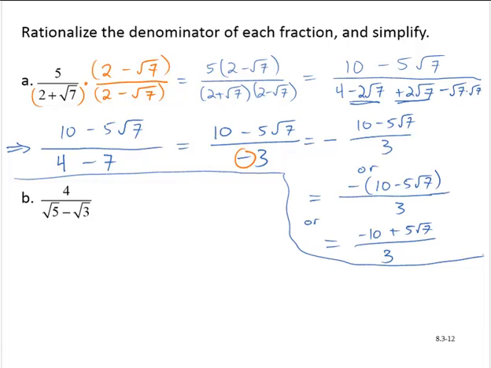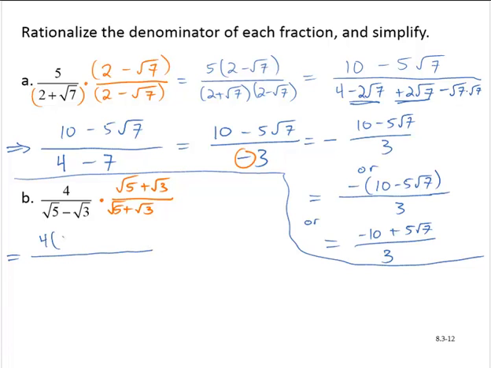Alright, let's look at exercise B. We have 4 divided by the square root of 5 minus the square root of 3. As with the previous exercise, I'm going to multiply by the conjugate of the denominator in both numerator and denominator. So square root of 5 plus the square root of 3 in both the numerator and denominator.